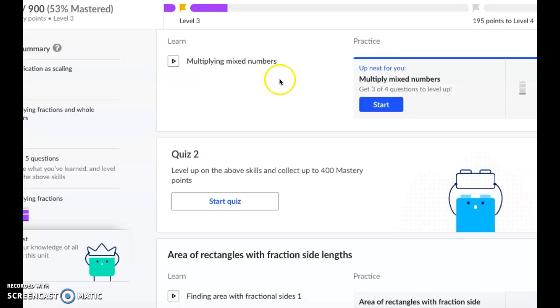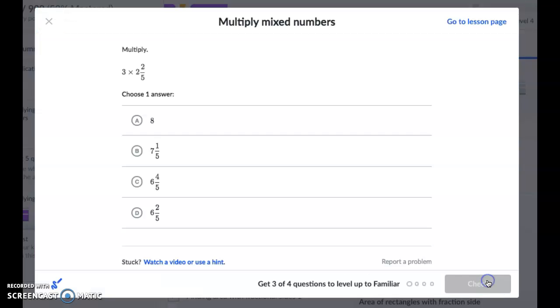Khan Academy Multiply Fractions, and we are working on the subtopic Multiply Mixed Numbers. So multiply 3 times 2 2/5.